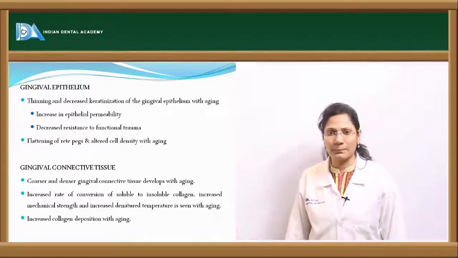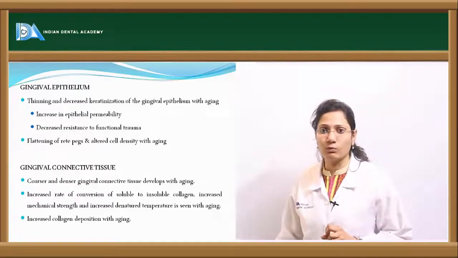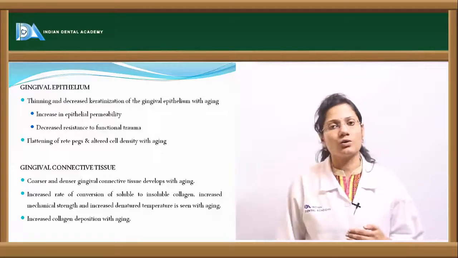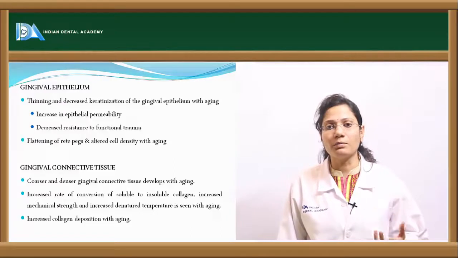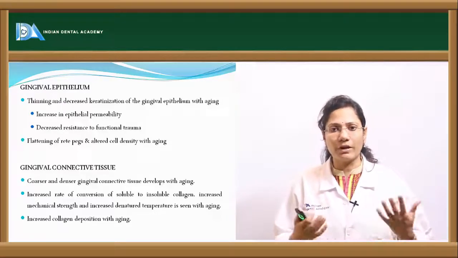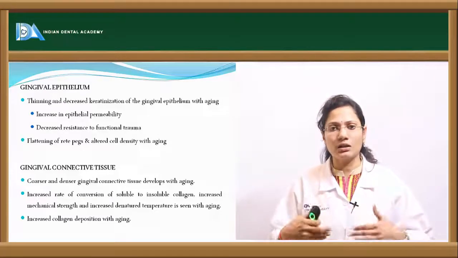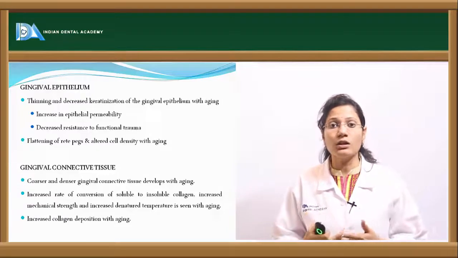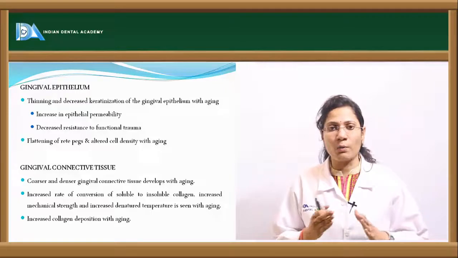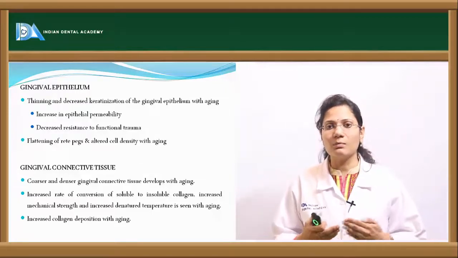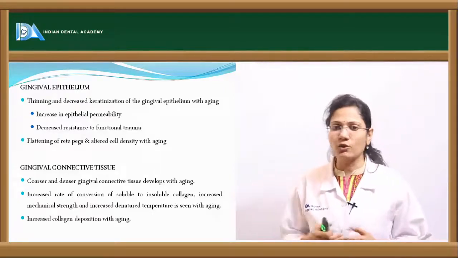When you look at the gingival epithelium, the first thing to note is what happens with age: the thinning down of the epithelium. As the epithelium thins down, there is increased permeability. So your epithelium becomes very permeable, and it allows anything to penetrate inside. Therefore, the mechanical integrity is reduced, and as a result the property of physical barrier is somewhat compromised in aging.